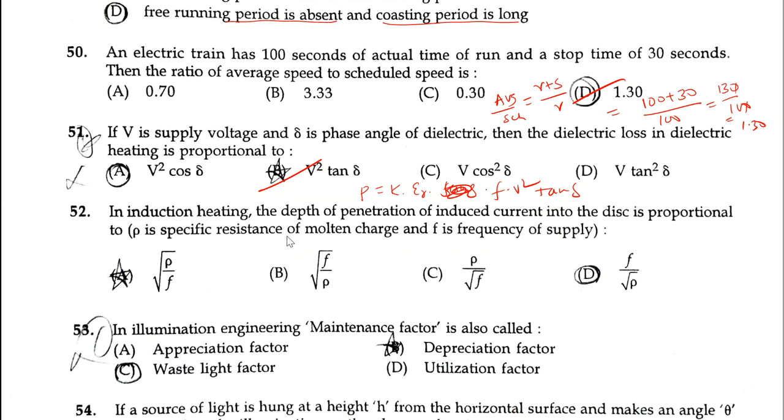Next one. In induction heating, the depth of penetration of induced current into the disk, where rho is the specific resistance of the melting charge and F is the frequency of supply, is proportional to... the answer will be F by square root of rho here.